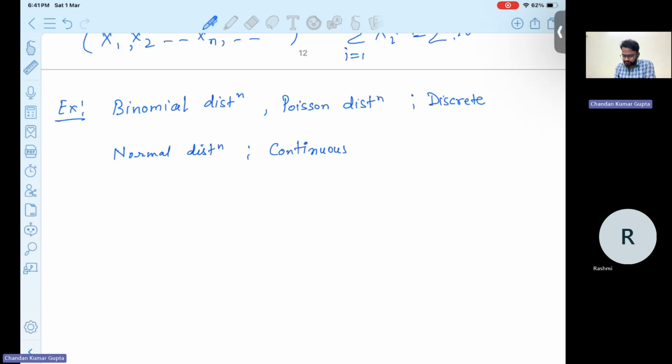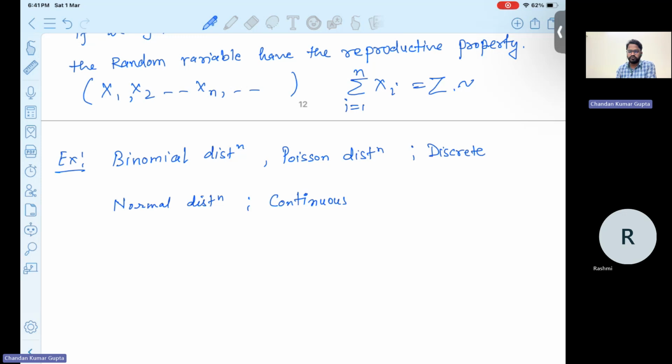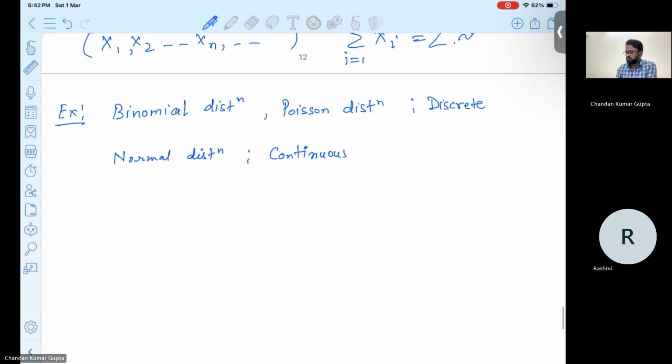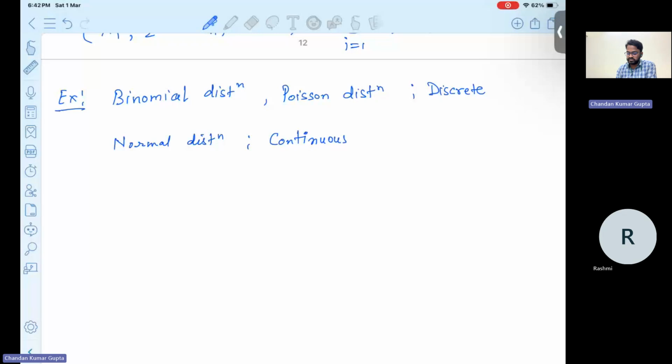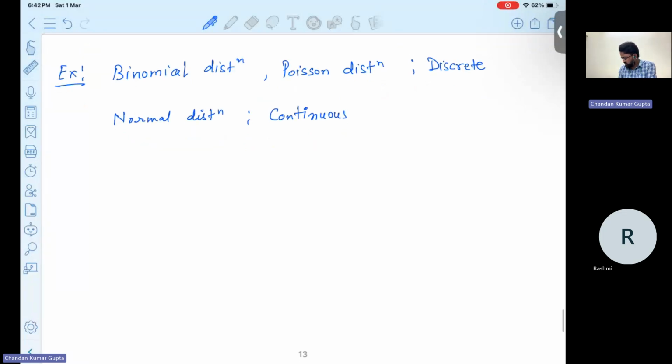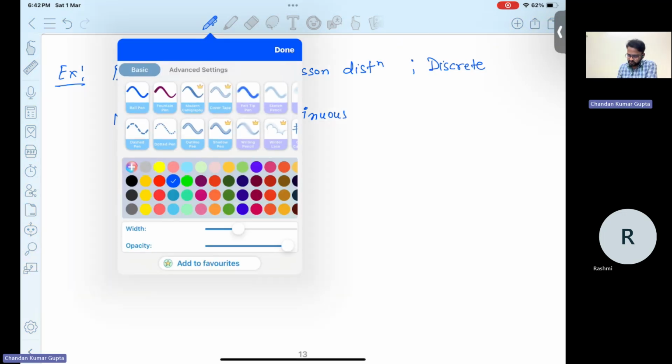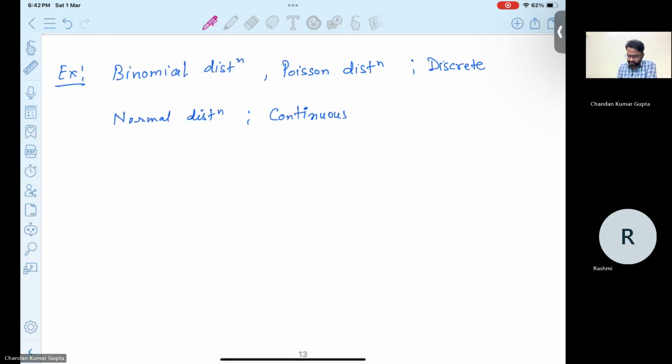Now, these kinds of distributions have the reproductive property, so we have the functional form of the transformed random variable's distribution. Up to this point we have discussed discrete random variables. Now we will discuss the continuous case, in theorem form.